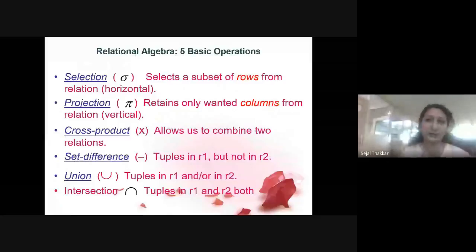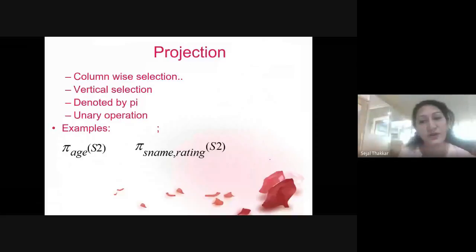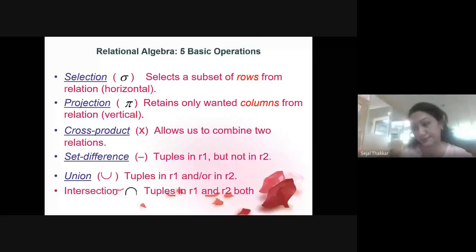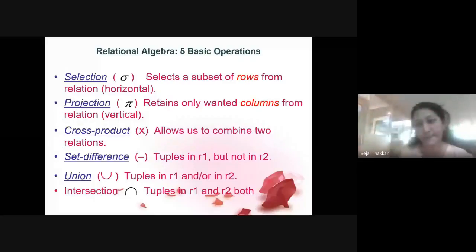Now you have to reply to me. Any one of you can unmute yourself and reply. Which operation can I use for selecting columns? Anyone? Pi. Very nice. Its name? Projection. Okay.